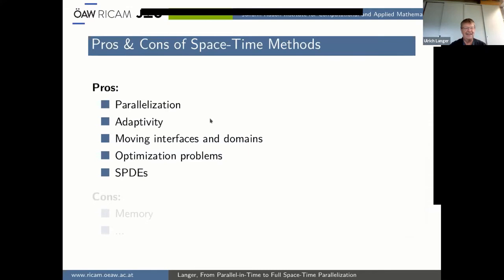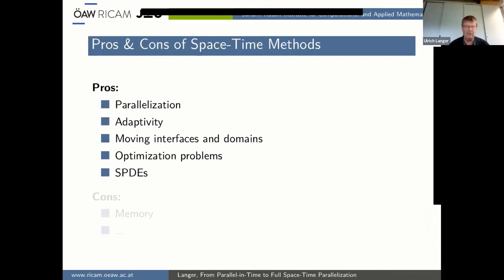Pros and cons of space-time methods. Of course, pros: parallelization. We use elliptic methods for the parallelization, that is, for distributing our discretization in the space-time cylinder. Adaptivity, we can do simultaneously in space and time. Moving interfaces and domains are fixed in space and time. This is good news, nothing moving.